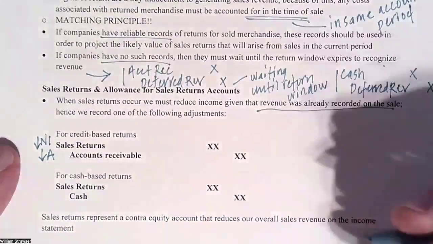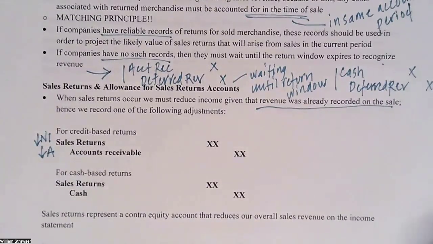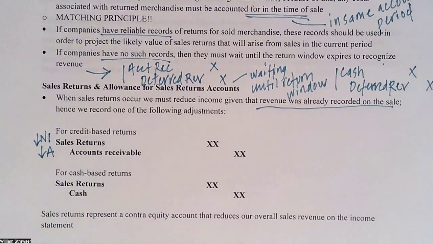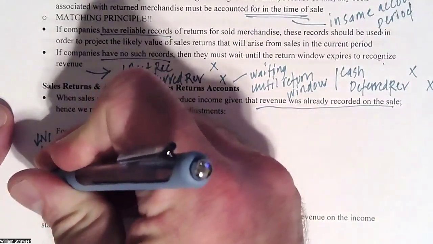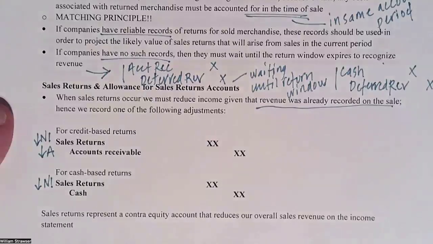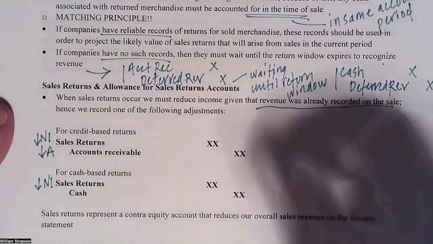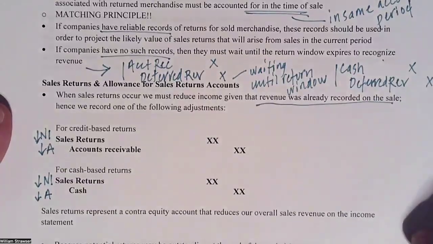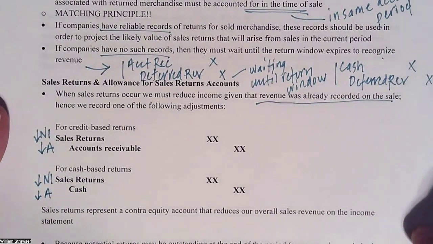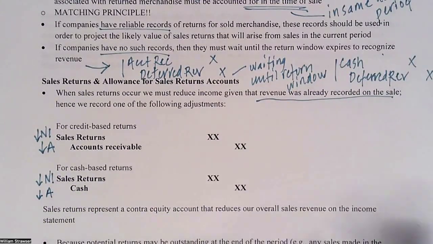And the same is true for our cash-based returns, except we received cash from the customer. Now they're returning the item. So it's still a matter of reducing the net income that was recorded at the point of sale and reducing cash, because we'd have to pay our customer back the cash they gave us at the point of sale. So that's just when sales returns are occurring over the period.